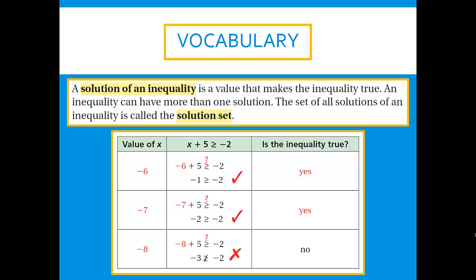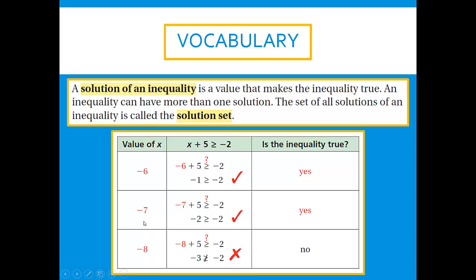So if we look at our table, our value of x, if we have -6, we can plug it into this inequality here. x plus 5 is greater than or equal to -2. If we put -6 in for x, we'd have -6 plus 5 is greater than or equal to -2. -6 plus 5 is -1. So we have -1 is greater than or equal to -2, and that is true. So -6 is a solution to this inequality.